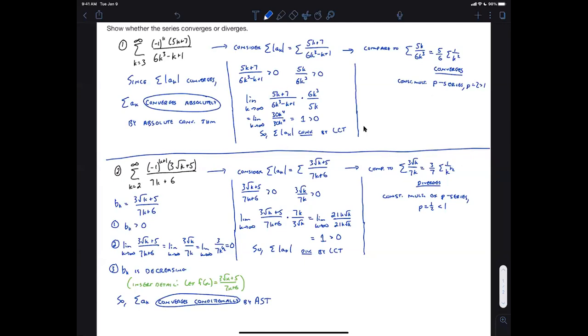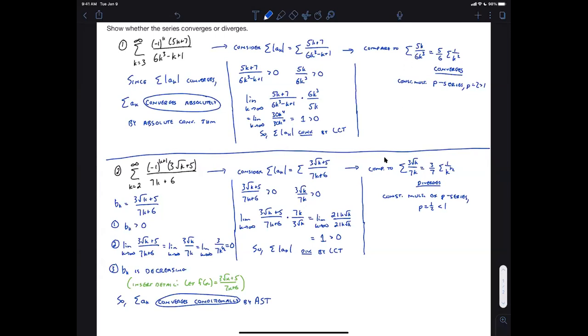If these were all exponential functions, what would happen here? So if it was like 5 to the k and 6 to the k instead of 5k and 6k cubed, what would happen over here? Instead of a P series, what would you get? What do you guys think? Geometric. Yeah, it'd be a geometric series, which would be like 5 over 6 to the k.